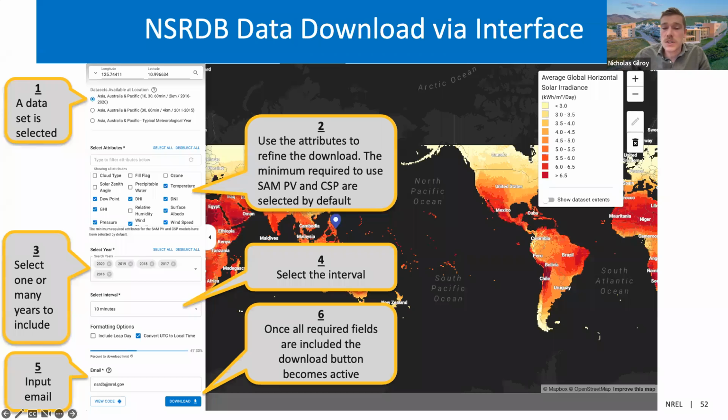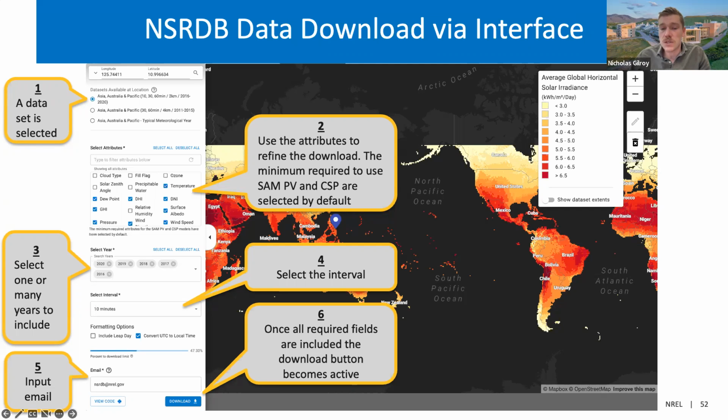So let's walk through the rest of the form. Again, I need to select which data set I'm interested in downloading. In this case, I chose the recently released Himawari dataset. Next, I select which attributes I would like to be included in the download file. In many cases, the minimum required attributes to use the SAM model have already been selected for you, but additional attributes can be included. Then I'll select which year or years to include, then the interval of the data.